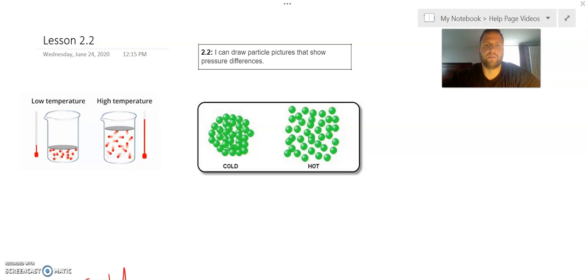I can draw particle pictures that show pressure differences. All right, let's get into it. When I think of pressures, I think of gas particles. And in the scope of our classroom, that is what pressure is going to be confined to, a gas particle. Something that we're going to associate with a gas particle to show pressure is going to be called a pressure vent.